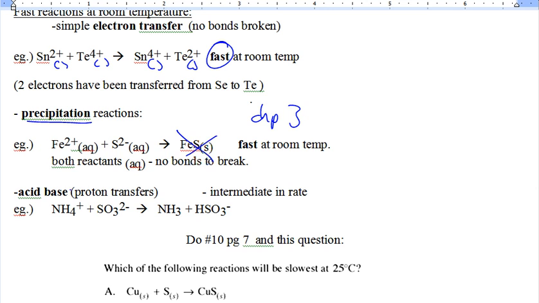Here, we've got an acid-base reaction. Again, it looks fancy. This is some stuff in chapter 4. It's just ions. Those ions are ready to react. They're ready to go. It's going to be very, very fast.